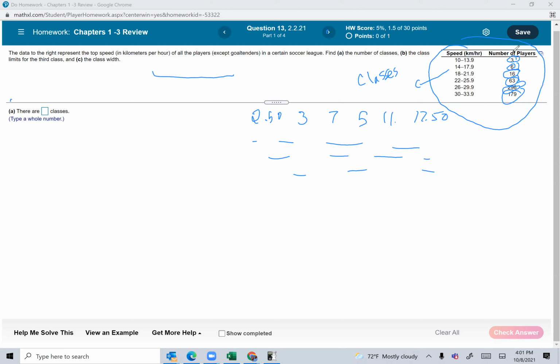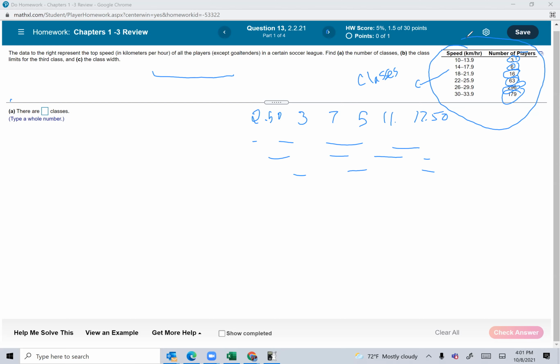3 is called the frequency. So the number of players is called the frequency here. How many players belong to 10 to 13.9? There are 6 players whose speed is between 14 and 17.9. Now, this is called an interval in mathematics, from 10 to 13.9, but in statistics, we call it a class.